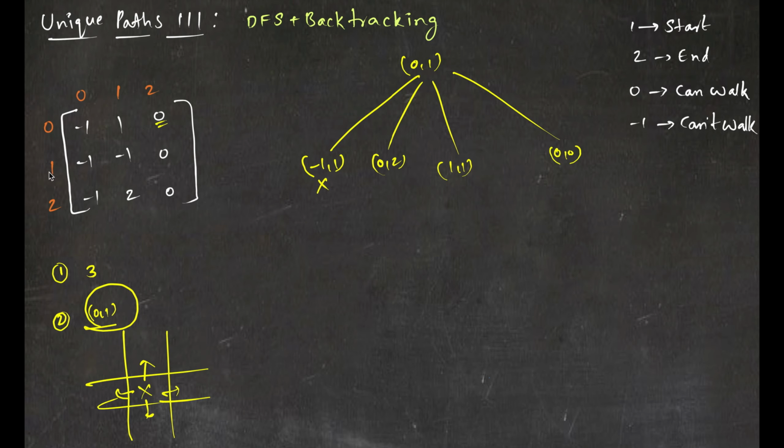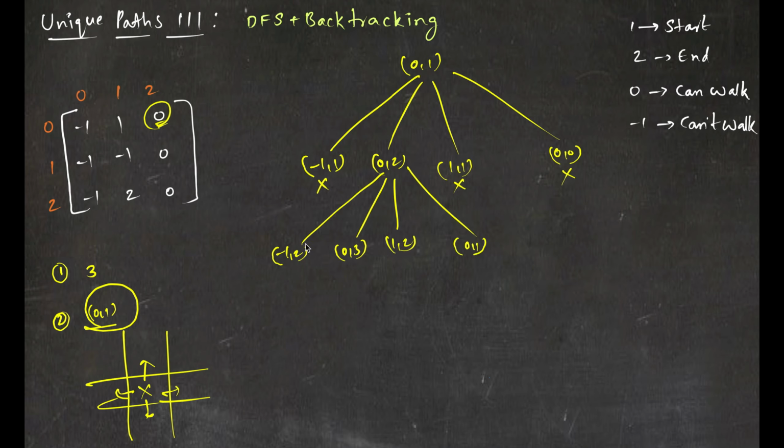And 1, 1 is here. This has a value -1, so this is an invalid branch. And 0, 0, again, also has -1 value, so this is an invalid branch. Then let us move forward from 0, 2. Again we'll have 4 options here. From 0, 2, I can go up, which is going to be -1, 2, or right, it is going to be 0, 3, or down, 1, 2, or left, 0, 1. -1, 2 is negative, so it is invalid. 0, 3 is going beyond the index, so again this is also invalid.